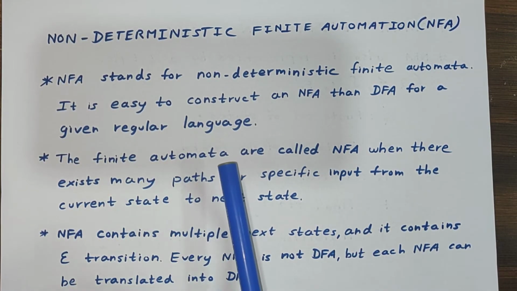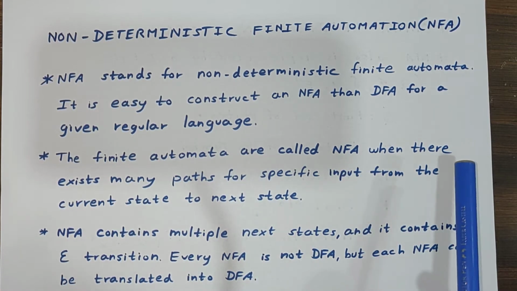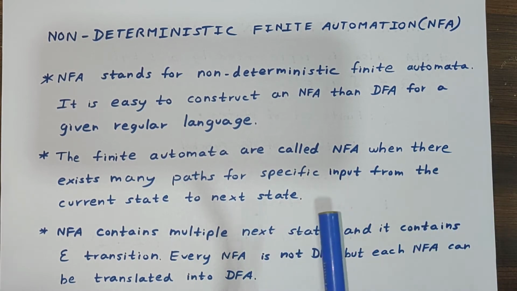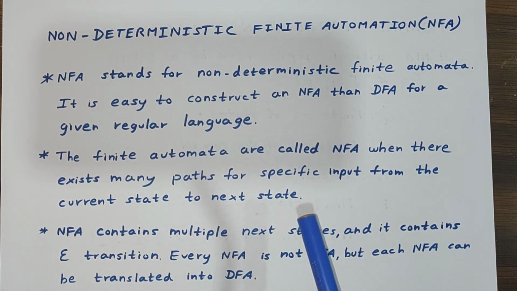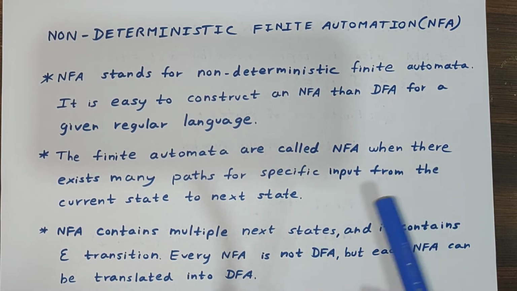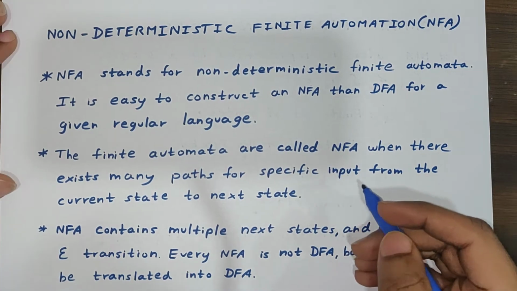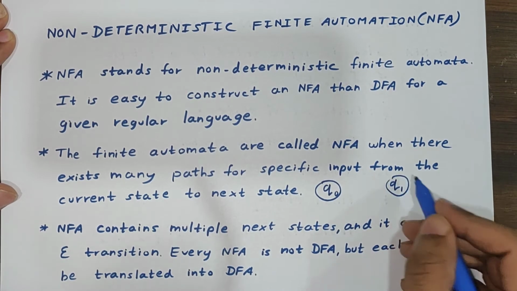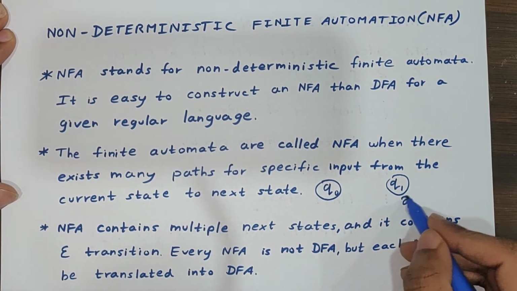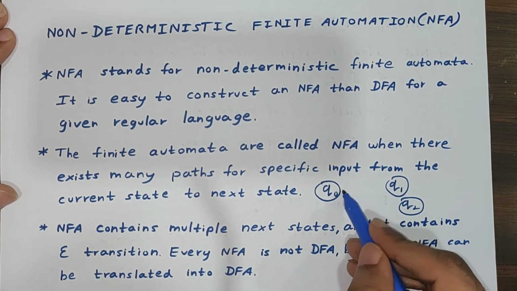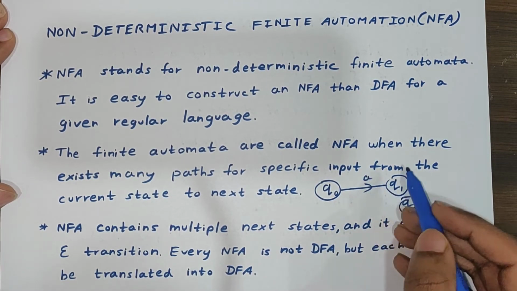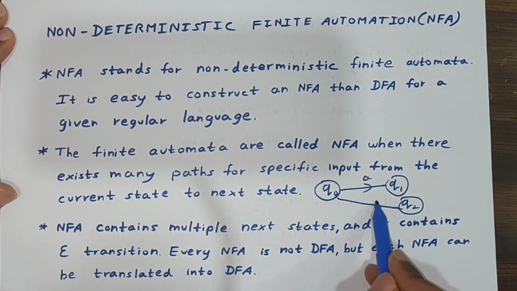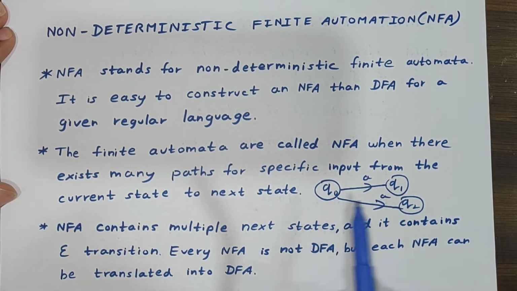Finite automata are called NFA when there exist many paths for a specific input from the current state to the next state. This is the main difference between DFA and NFA. So for example, there is a state Q0, Q1 and say Q2. On a particular input A, it can go to Q1, as well as for the input A it can go to Q2. So this is what is explained in this point.